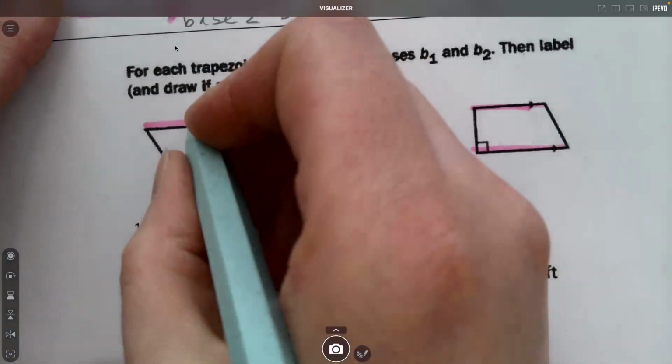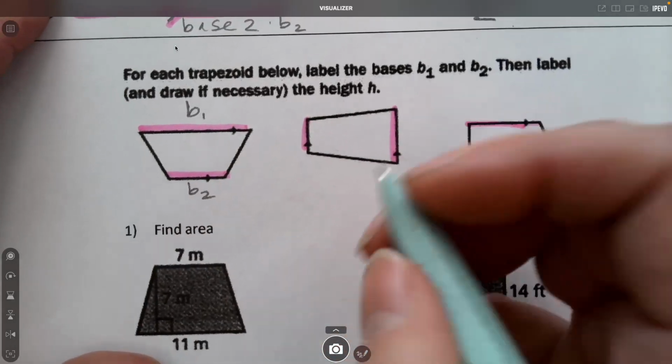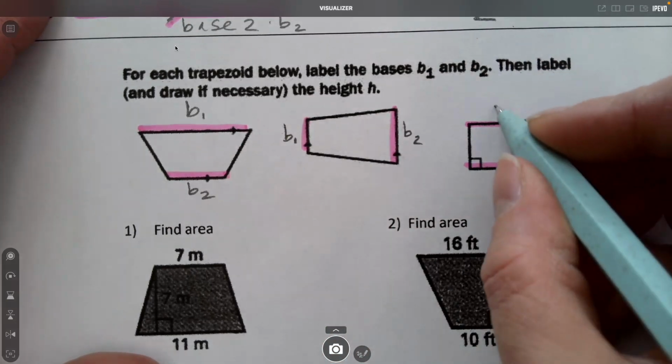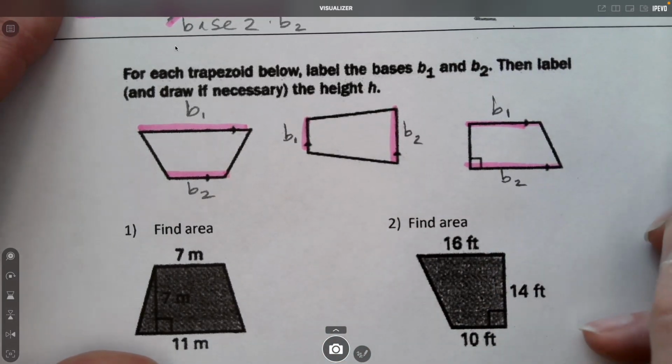So I'm going to label those base 1 and base 2. So B sub 1, B sub 2. We tend to be lazy and just say B1 and B2, but remember they're subscripts. I'm not squaring them or multiplying them by 1 or 2. It's just a way to identify the different bases.